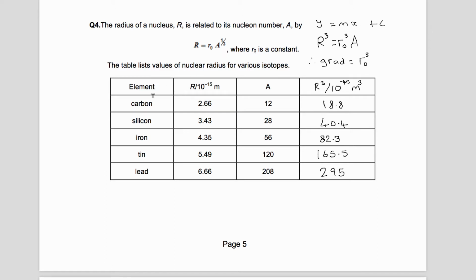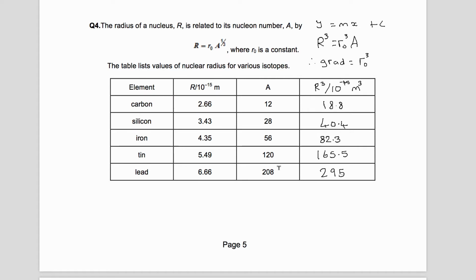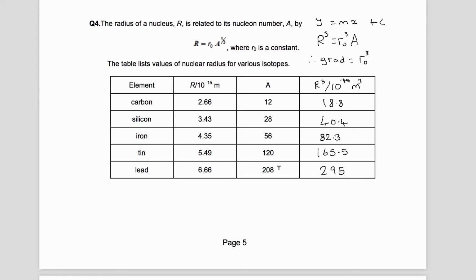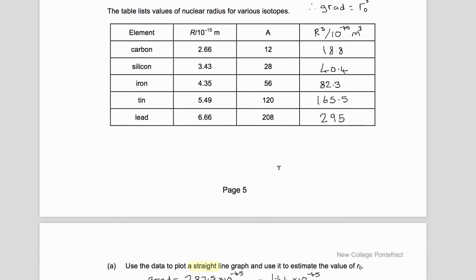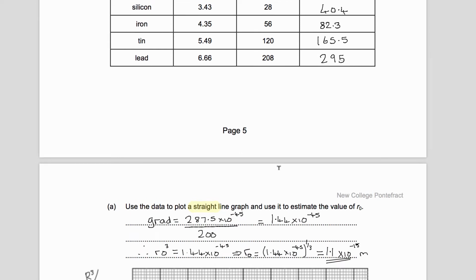We've got a list of different values for the radius of different elements, and it also tells us what the nucleon number for each of these elements is. So we're given some information in the question. But so far we've just got information. We need to see what the question is going to ask us, and then we'll come back to this. We're asked to use data to plot a straight line graph, so somehow we have to make sure our graph is going to give us a straight line, and then estimate the value of R0.